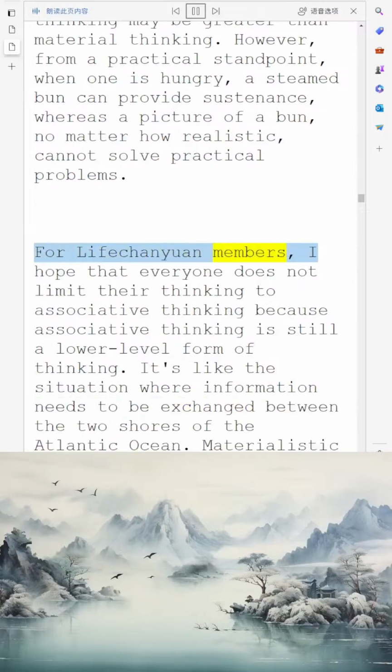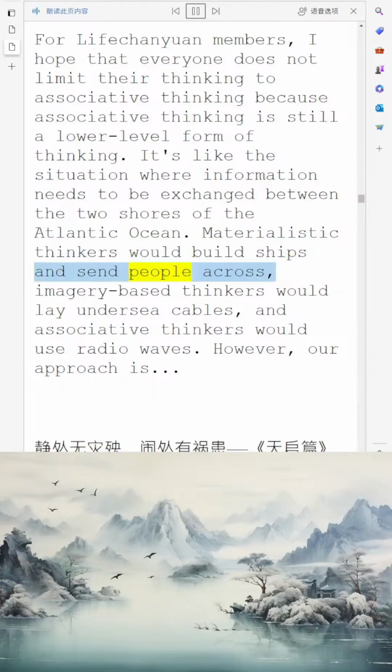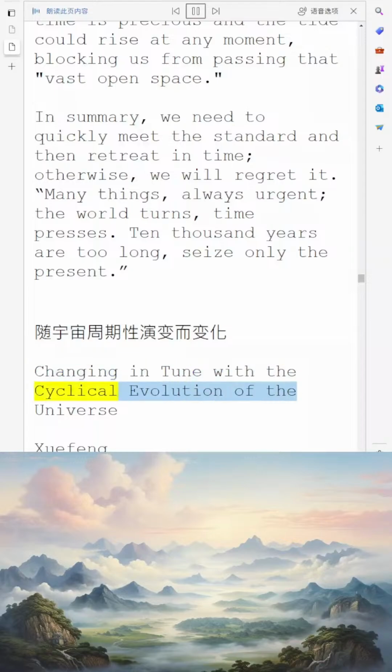For Life Genuine members, I hope that everyone does not limit their thinking to associative thinking, because associative thinking is still a lower-level form of thinking. It's like the situation where information needs to be exchanged between the two shores of the Atlantic Ocean. Materialistic thinkers would build ships and send people across, imagery-based thinkers would lay undersea cables, and associative thinkers would use radio waves. However, our approach is changing in tune with the cyclical evolution of the universe.